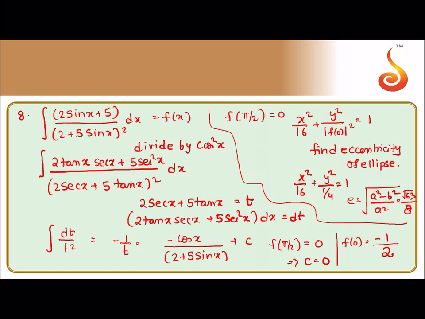So this rearrangement of the integral is related to the conic section ellipse. If you are able to find f of 0 perfectly, you'll get a perfect answer. If any small error comes in calculating f of 0, the whole thing will go wrong. This is example 8.